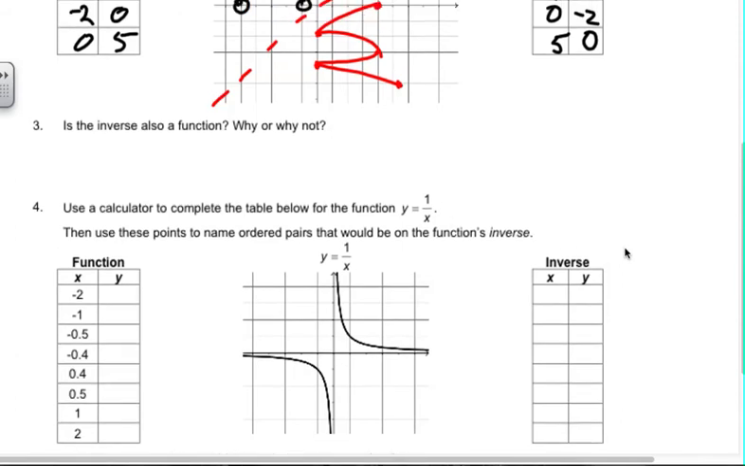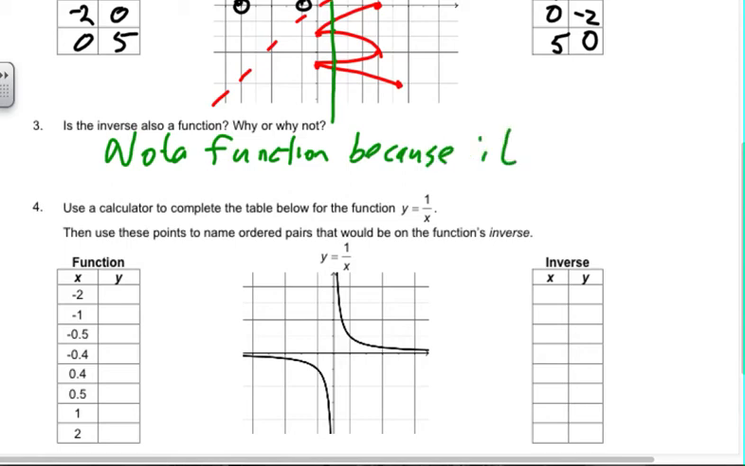All right, so the original one was a function, but on this one, if we draw a line right through here, you notice it hits it at 1, 2, 3, 4 points. So this is not a function because it fails the vertical line test.